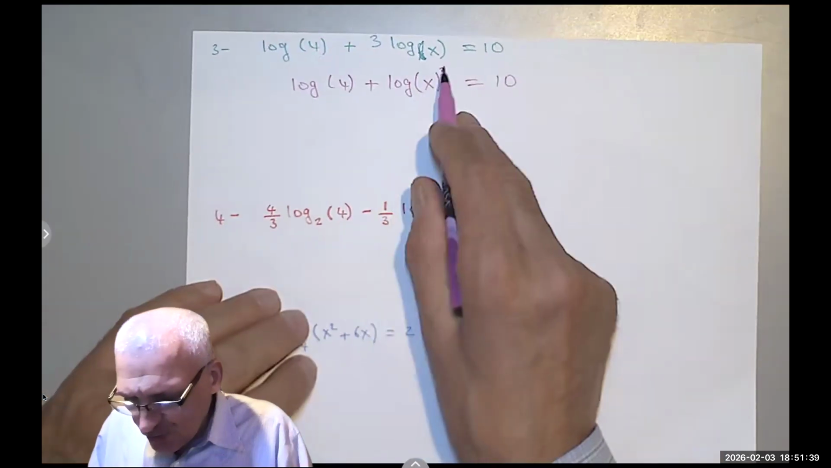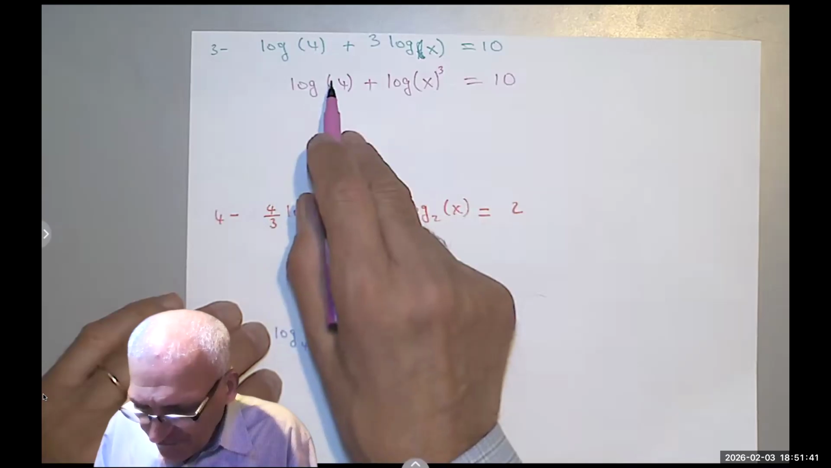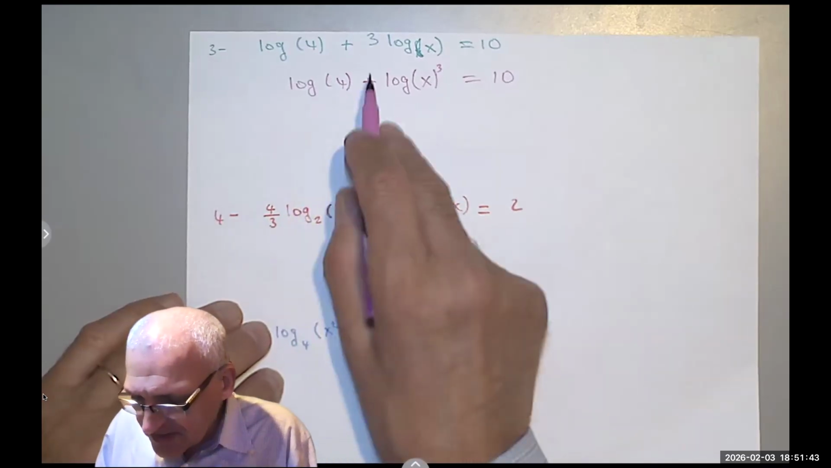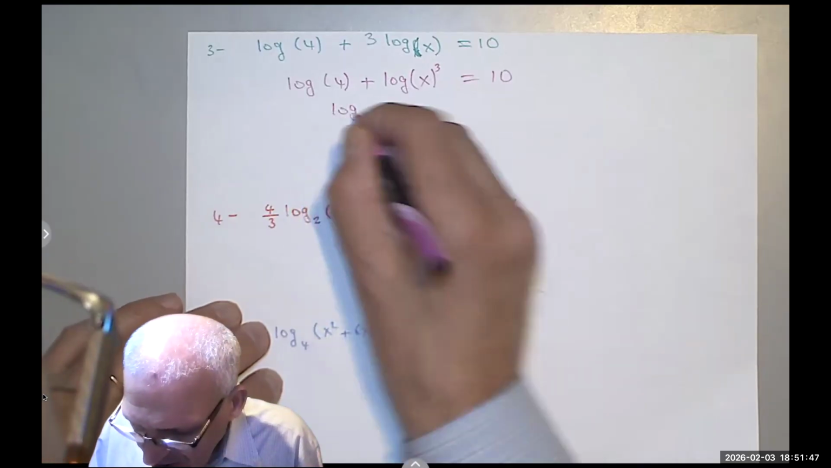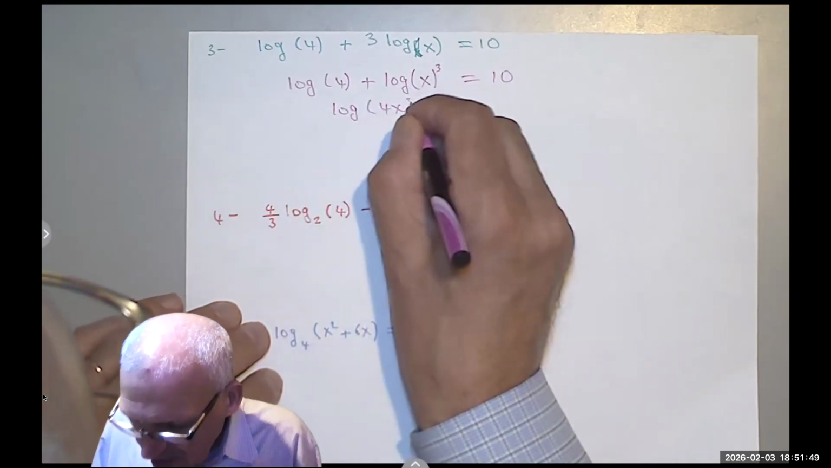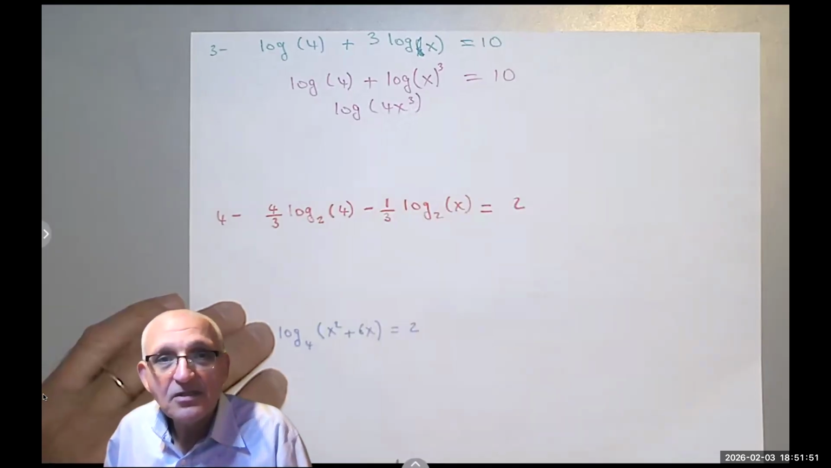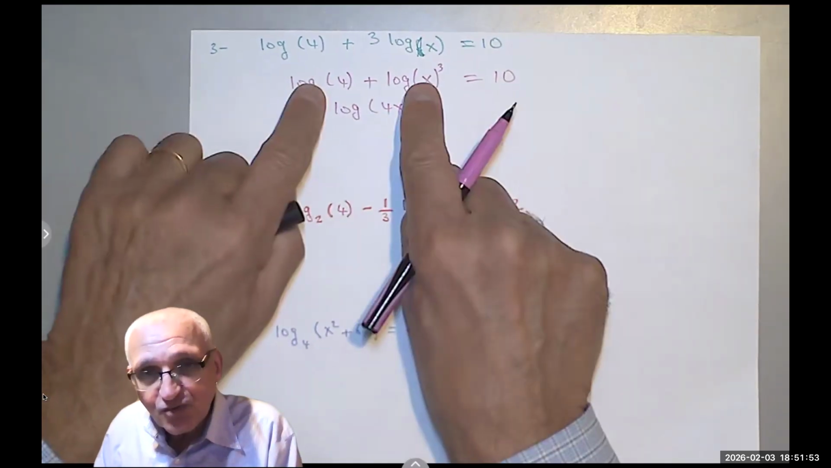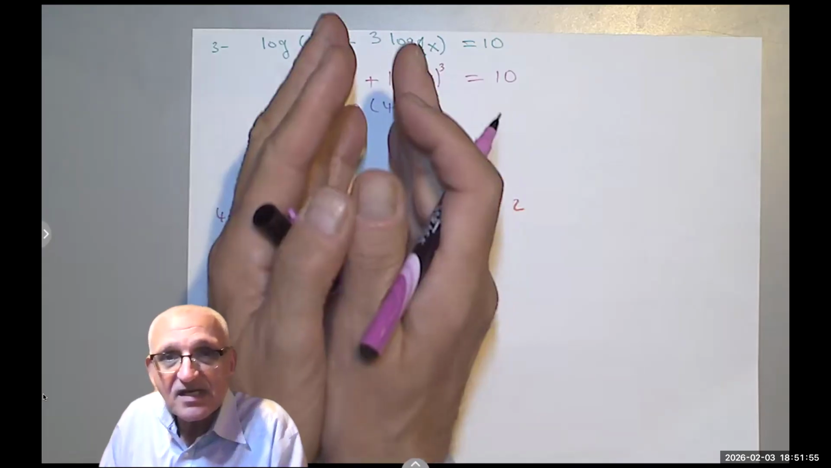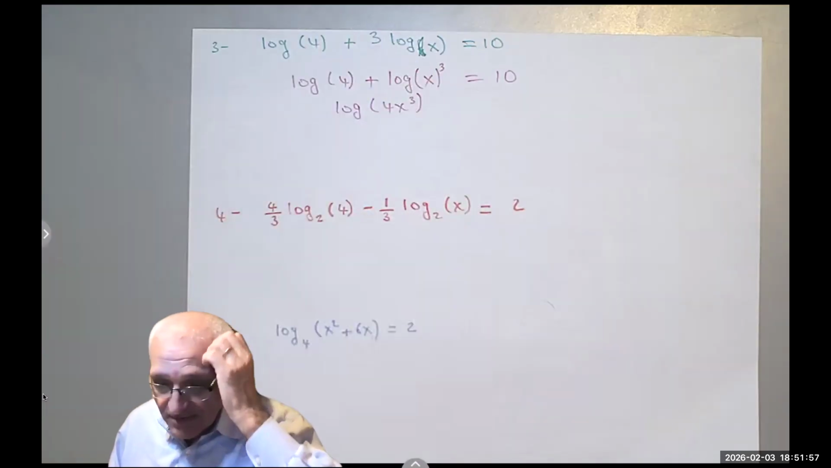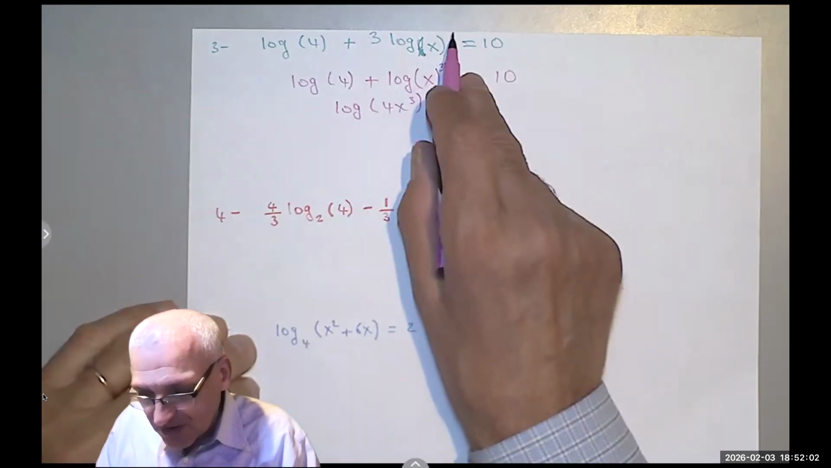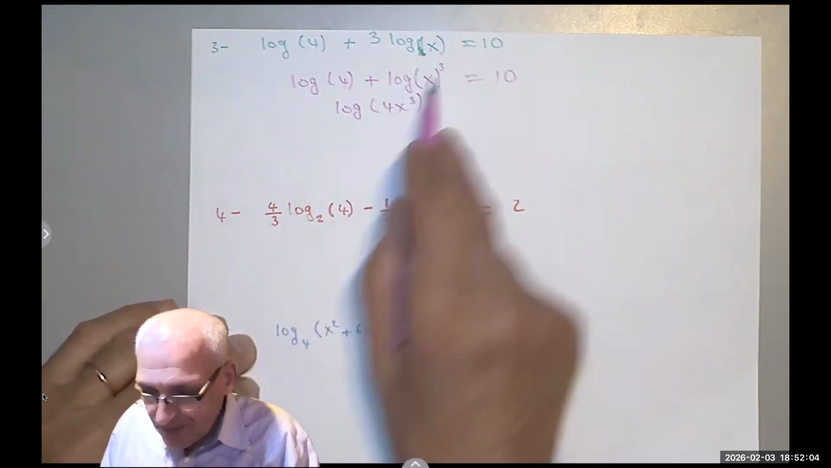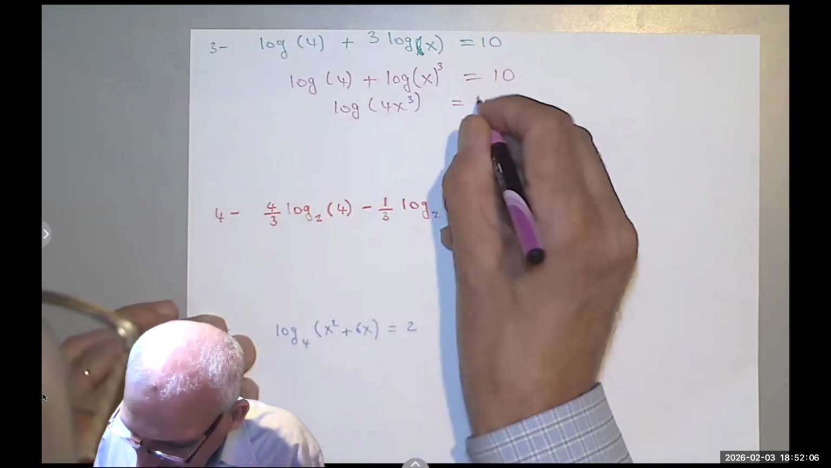This is x cubed, right? So log 4 plus log x cubed, didn't we say last time it's log 4x cubed? You multiply them. If they are added two logs, you can combine them into a single log by multiplying these numbers. So this is log of x cubed. The 3 became the exponent. And then 4 times x cubed is 4x cubed equals 10.